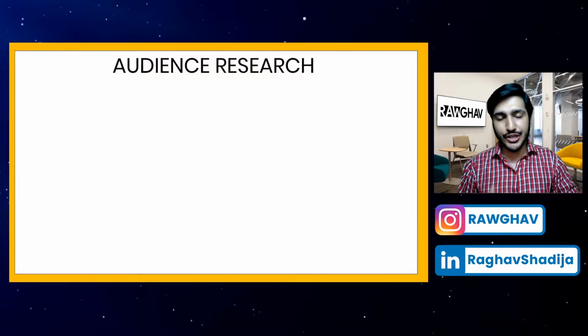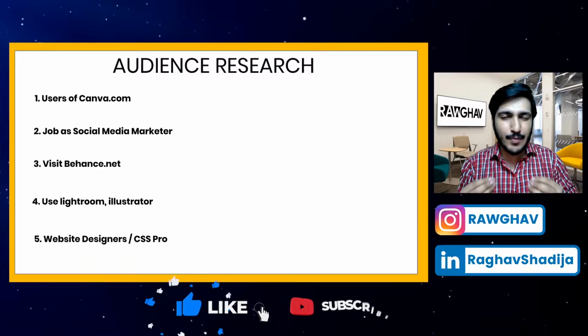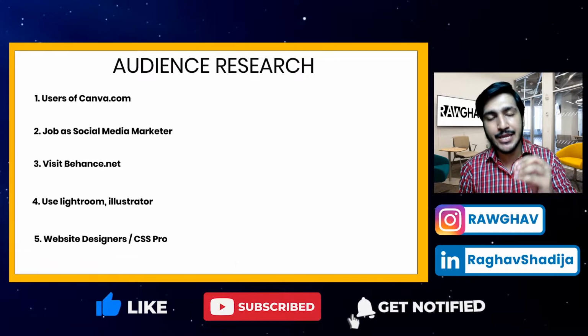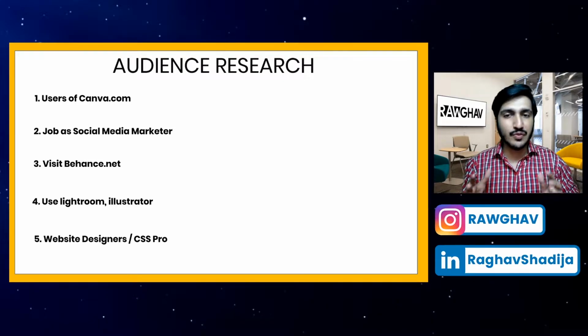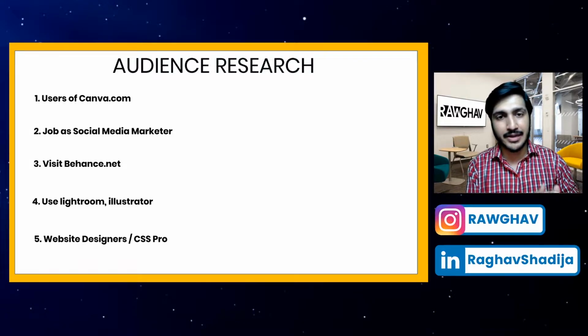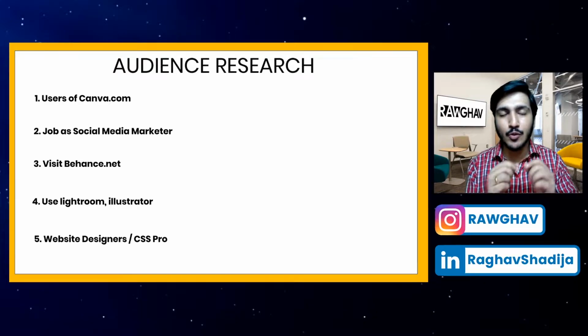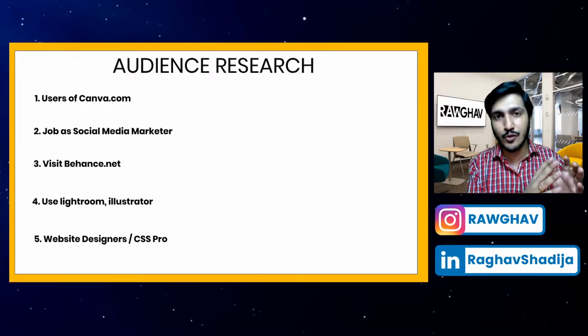You did your audience research, and you came up with 5 types of audiences that could be interested in buying your course. First, users of canva.com. Second, people who have a job as a social media marketer. Third, people who are users of behance.net. Fourth, people using Adobe Lightroom, Illustrator, or other related Adobe products.